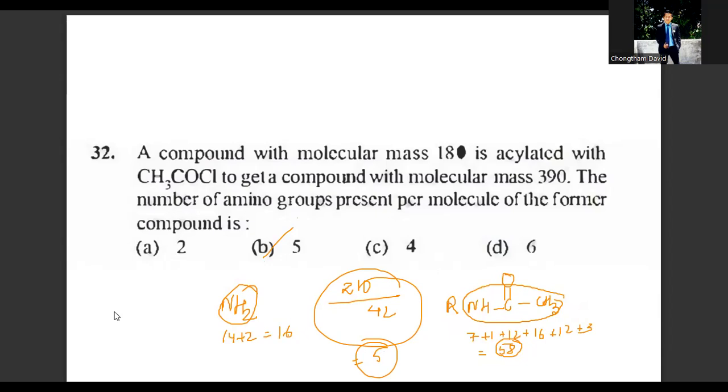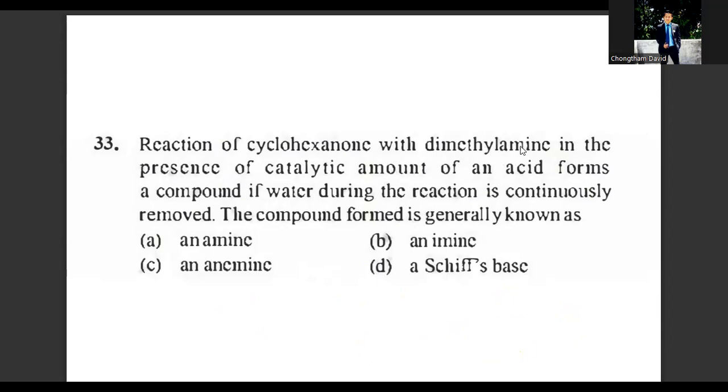Question number 33. Reaction of cyclohexanone with dimethylamine in the presence of a catalytic amount of an acid forms a compound. If water during the reaction is continuously removed, the compound formed is generally known as. Write the reaction to answer the question. This is your ketone. What kind of ketone? According to the question, cyclohexanone.